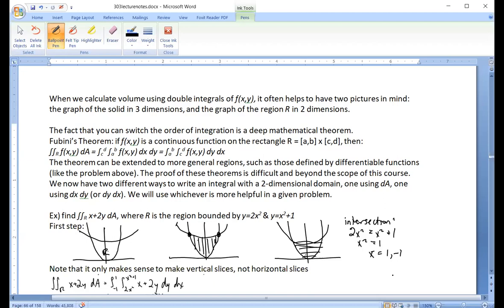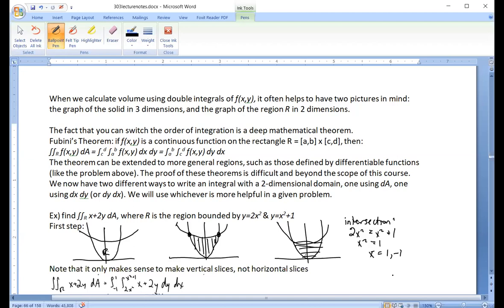Looking at the graph, which boundary is the lower boundary? The lower boundary on our region is the skinny parabola, so that was 2x squared. That's the lower boundary. The upper boundary is x squared plus 1. And that is how we set up the integral. Once the integral is set up, the rest is just a pretty straightforward calculation.